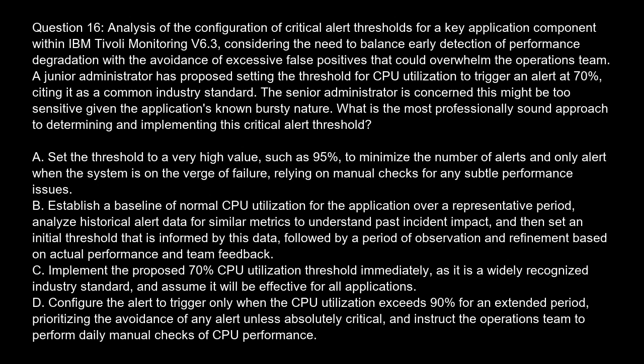Option C. Implement the proposed 70% CPU utilization threshold immediately, as it is a widely recognized industry standard, and assume it will be effective for all applications. Option D. Configure the alert to trigger only when the CPU utilization exceeds 90% for an extended period, prioritizing the avoidance of any alert unless absolutely critical, and instruct the operations team to perform daily manual checks of CPU performance.